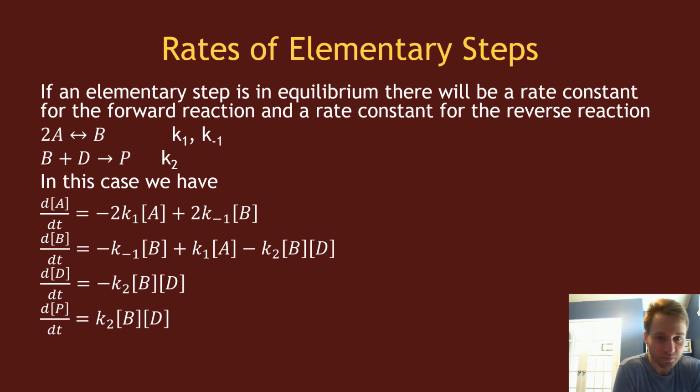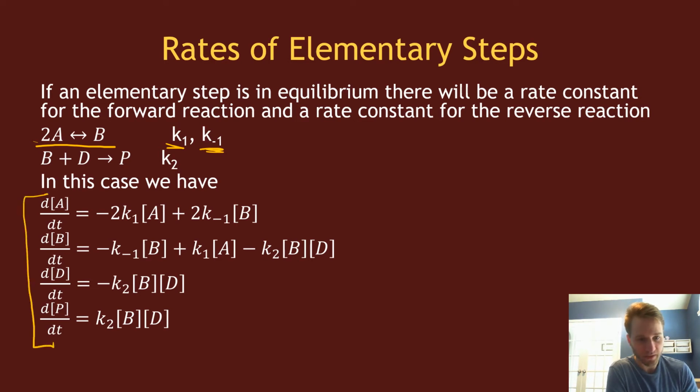So let's consider some sort of elementary reaction that has an equilibrium established. Here I have an equilibrium between 2A and B that's occurring with a forward rate constant K1 and a reverse rate constant K minus 1. So going through the steps talked about before, you can write out the changes in concentrations of A, B, D, and P given by these formulas.